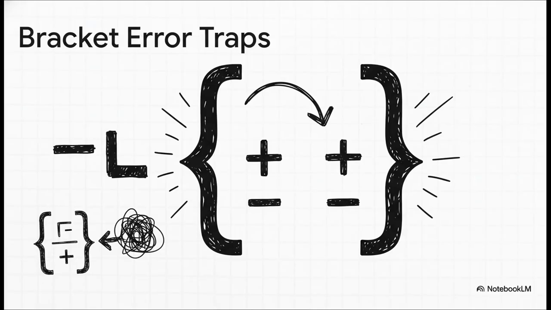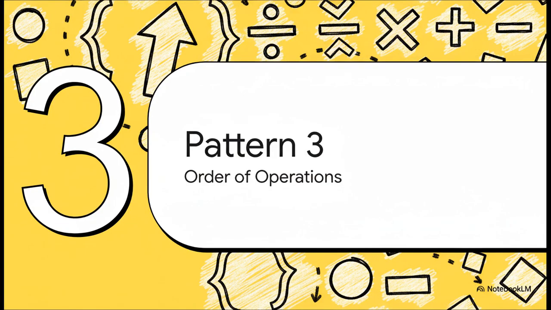Okay, watch out for these traps. The most common one is forgetting to flip the signs of every term inside a bracket when there's a minus sign out front. It's so easy to miss. Also, a simple conversion mistake inside the bracket will, I guarantee it, give you the wrong answer. Just be systematic. Okay, on to our third and final major pattern, the order of operations, or BODMAS.